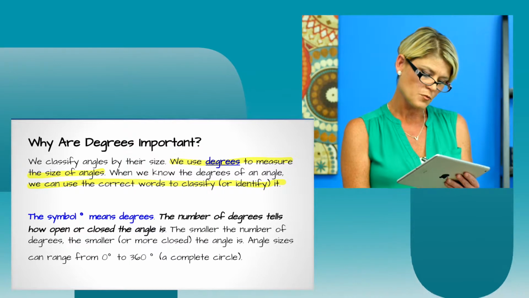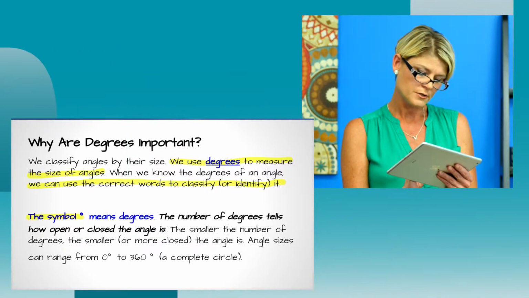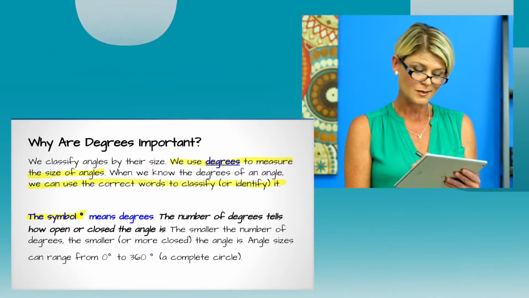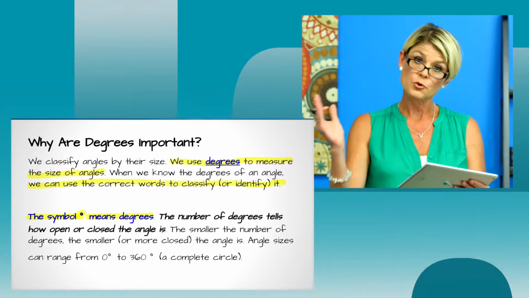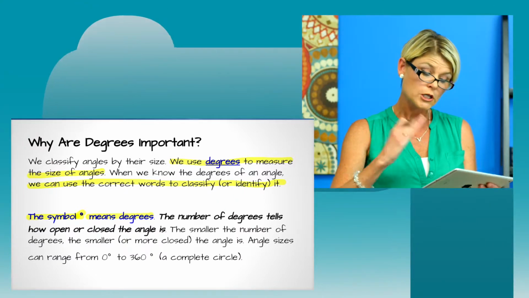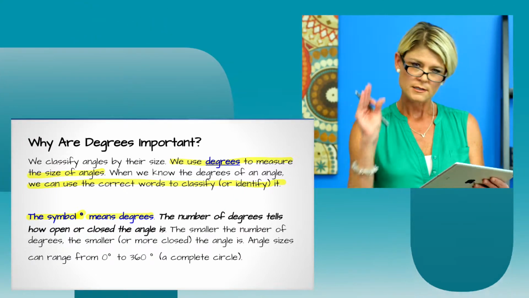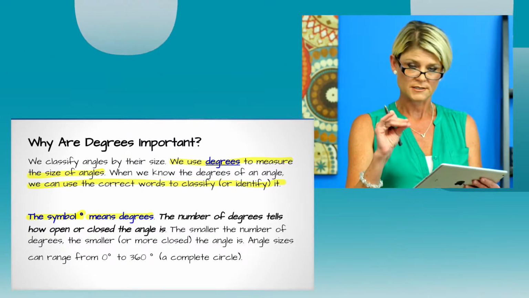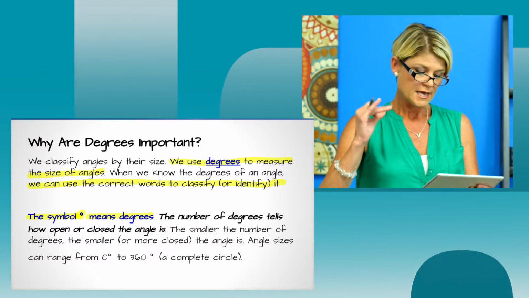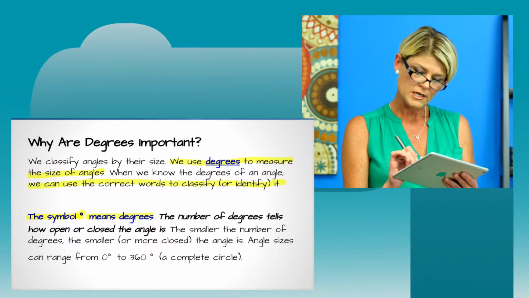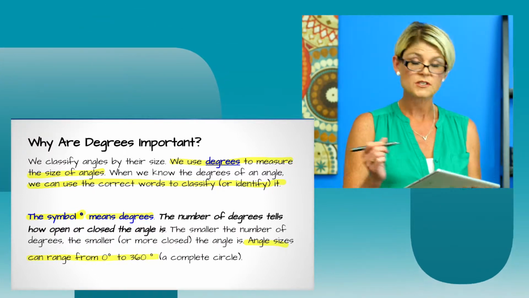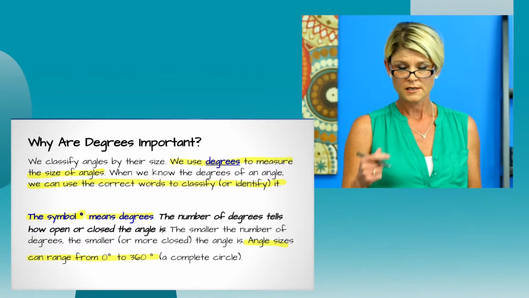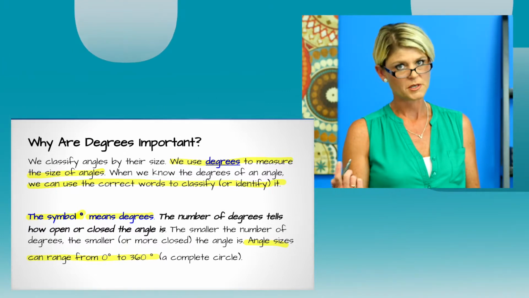So this little symbol here, it looks kind of like a floating circle. That means degrees. And the number of degrees tells us how open or closed the angle is. The smaller the number of degrees, the smaller or more closed the angle is. And angle sizes can range from 0 to 360 degrees. And 360 degrees would be a complete circle.